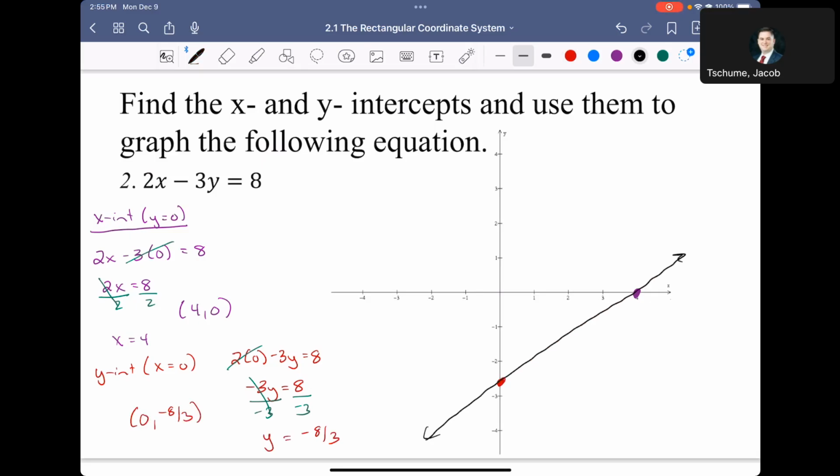And then what I would do is draw my graph through those 2 points. And as you can see, with only 2 points here, this draws a straight line that's going in an upward direction. And so that is the technique of plotting with intercepts. And we'll see that a few more times over the next few videos in chapter 2.